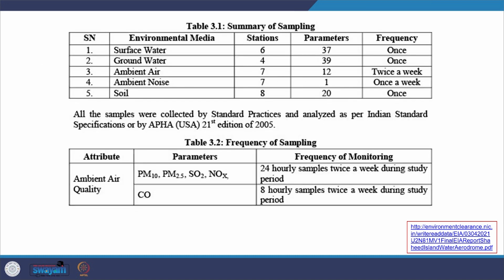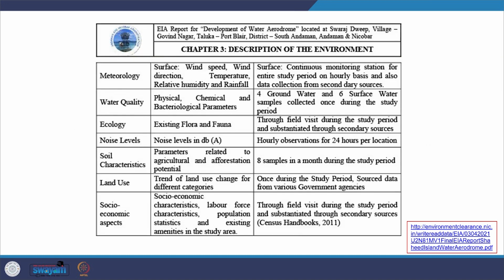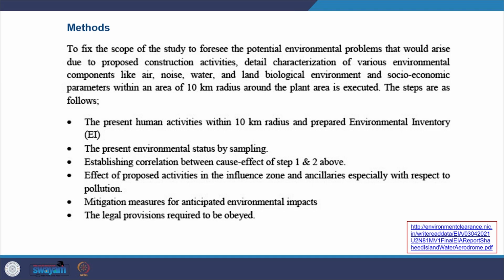You see how they have given all the details of the summary of sampling for surface water: how many stations they used, how many parameters were covered, and what the frequency of collecting this data was. The frequency of sampling is also mentioned here for all aspects: ambient air quality, meteorology, water quality, ecology, and so on. Looking at their method, one was they took 10 kilometers, and for the environmentally sensitive areas, they took 15 kilometers. Then they presented the environmental status by sampling. By creating the baseline information, they presented the environmental status.